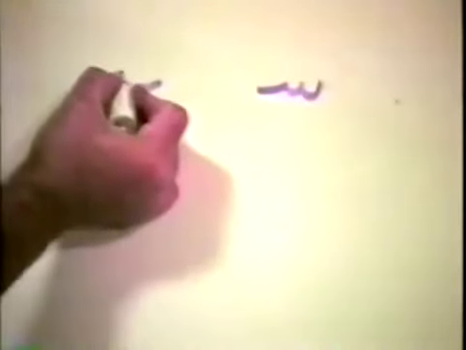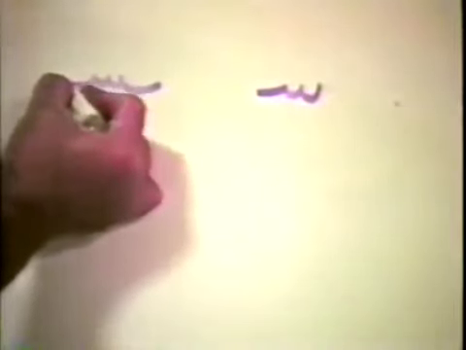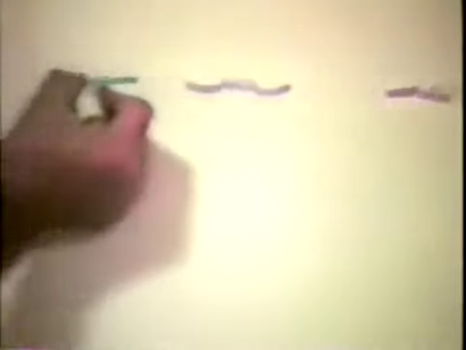And now we get to the letter Sin. The capital letter looks like this. Now at the beginning of the word it looks like this. In the middle, here is one letter coming from the right side, and it connects from both sides. It looks like this. At the end of the word it looks like this. It's connected from the right side.